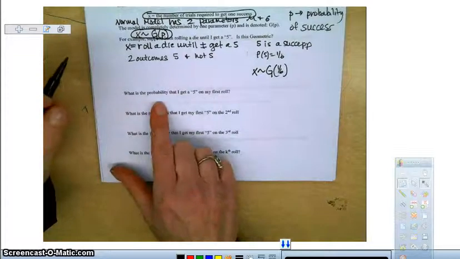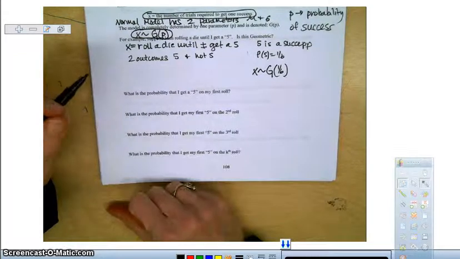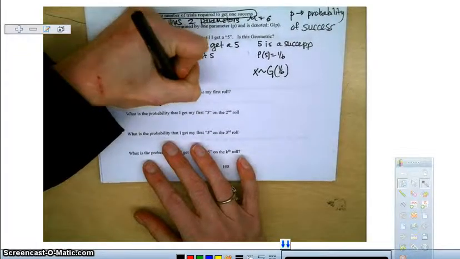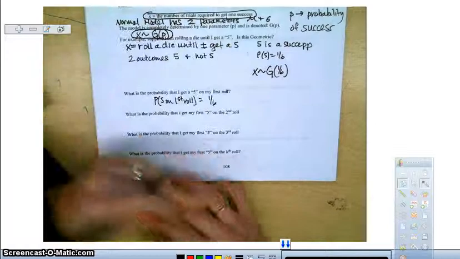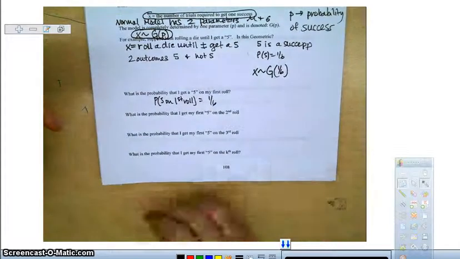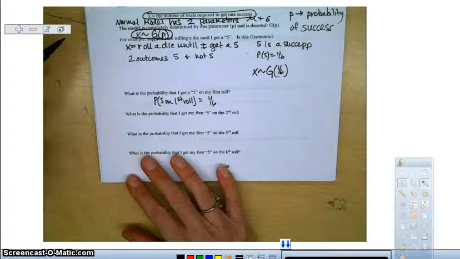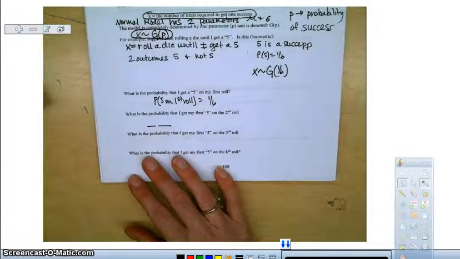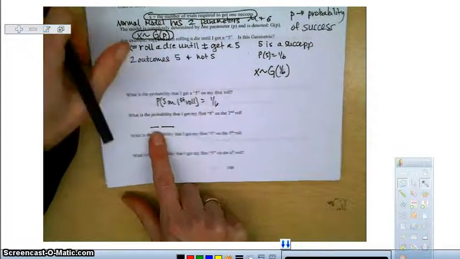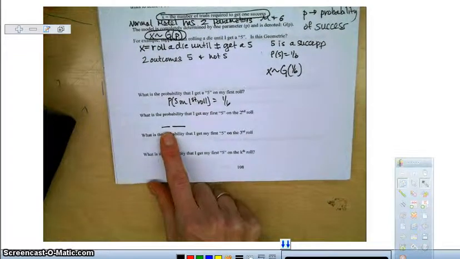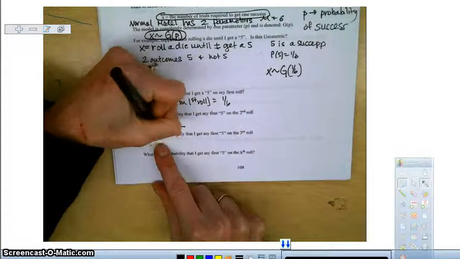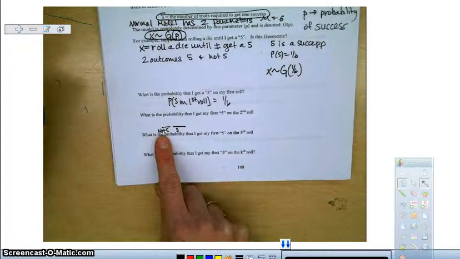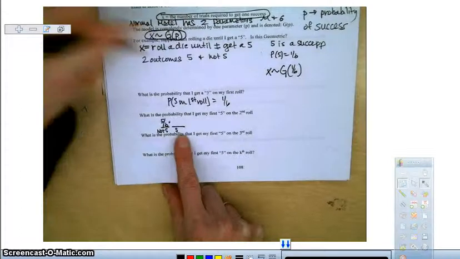So what is the probability that I get a 5 on my first roll? It's 1/6. Because I got the 5, and that probability was 1/6. Okay, what's the probability I get my first 5 on my second roll? Well, let's take a look. We have to look at each roll separately, don't we? So the first roll, what do I get? Not a 5. And then the second is a 5. So what's the probability that I get not a 5? 5/6 times 1/6.